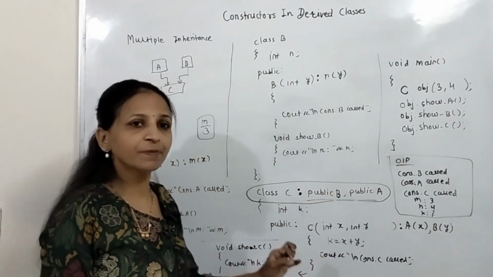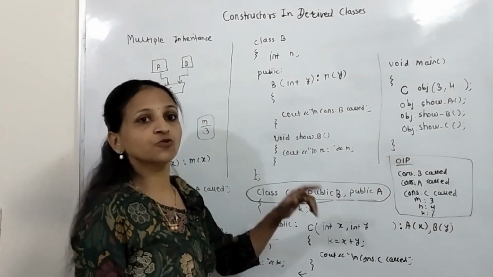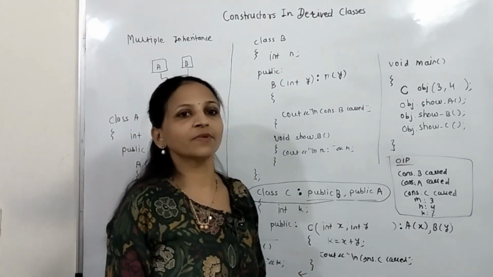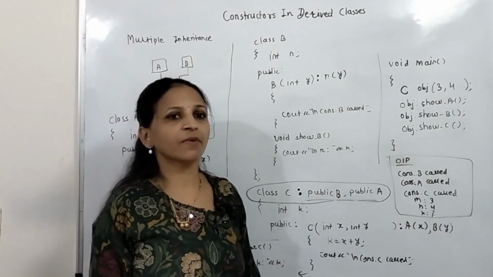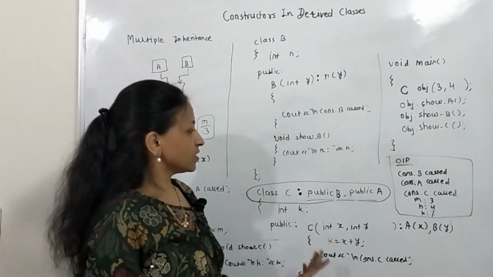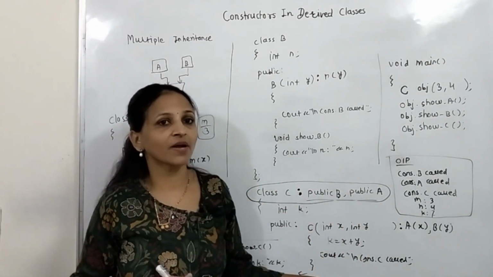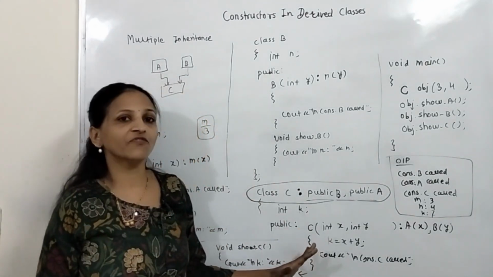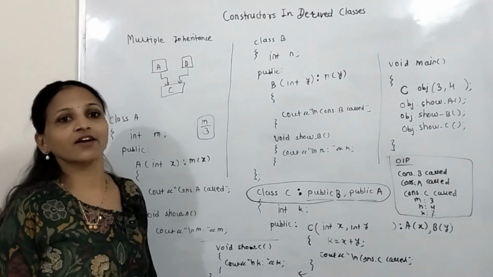So you have to compulsorily call the base class parameterized constructor through the derived class parameterized constructor. That is the programmer's responsibility. That is the only point you have to keep in mind while doing this inheritance. Okay, if inheritance is there in a program and you are writing constructors inside classes, then you have to take care of all these things. That's it about constructors in derived classes.